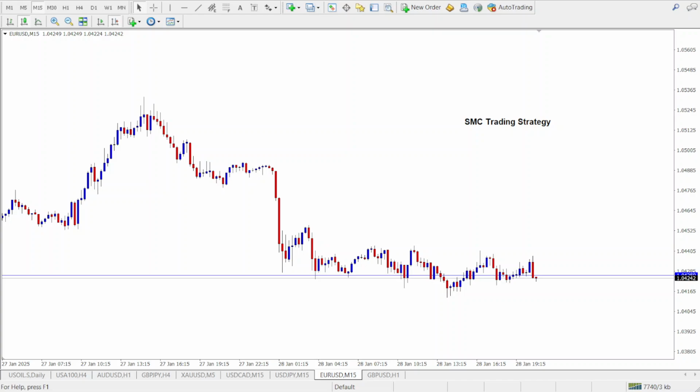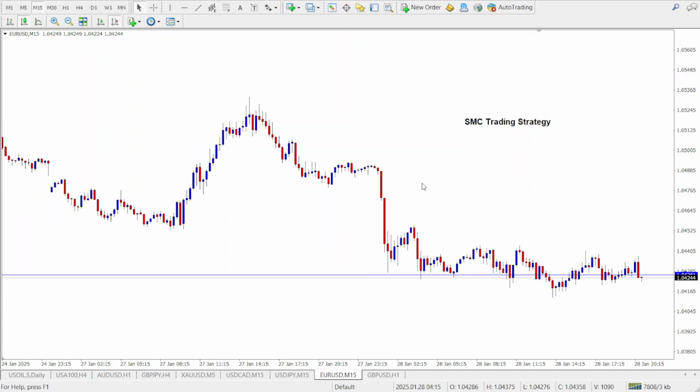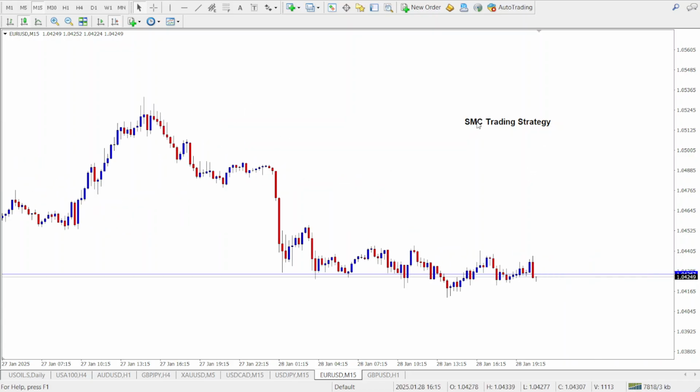Now, what is the SMC trading strategy? The SMC trading strategy is short for smart money concepts, and it is all about understanding how large institutional traders, also known as smart money, move the markets. Instead of relying on traditional technical indicators, the SMC strategy focuses on the structure of the market, liquidity zones, and the order flow that drives price movements. By understanding how the market is likely to behave based on these factors, you can pinpoint high probability entry points and make more informed decisions.